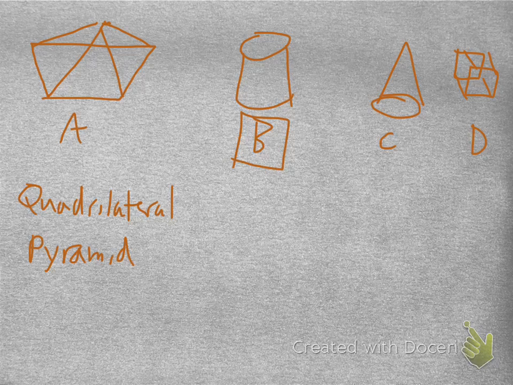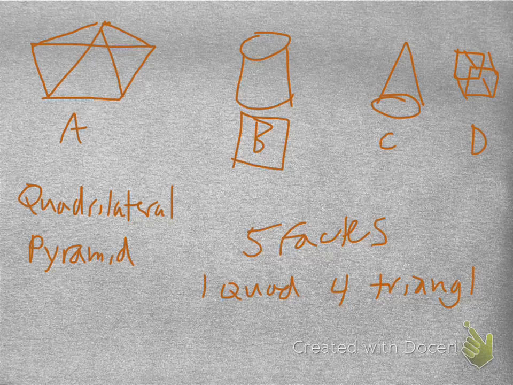Alright, on part C, it says to describe figure A. It wants number of faces. Well, it's got 5 faces. It says to give the shape. So you have 1 quadrilateral and 4 triangles. It says number of edges. Well, it's got 8 edges. Number of vertices. It's got 5.